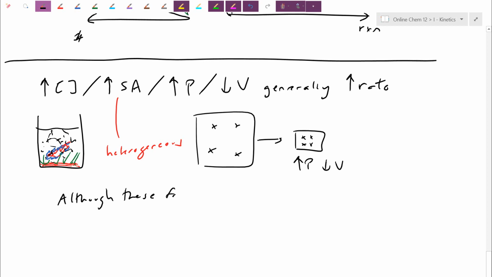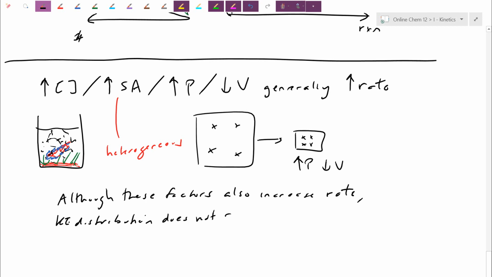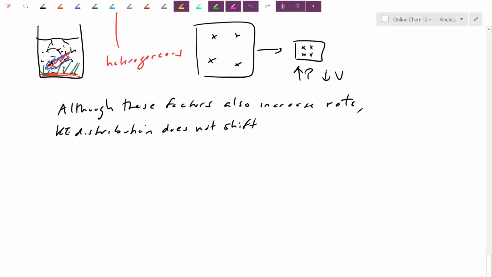these factors, the ones I listed, although these factors also increase the rate or change the rate, the KE distribution, which tracks the energy, does not change. The KE distribution does not shift. It doesn't sort of fall over like we did earlier. What happens, however, to the KE distribution, what happens graphically?